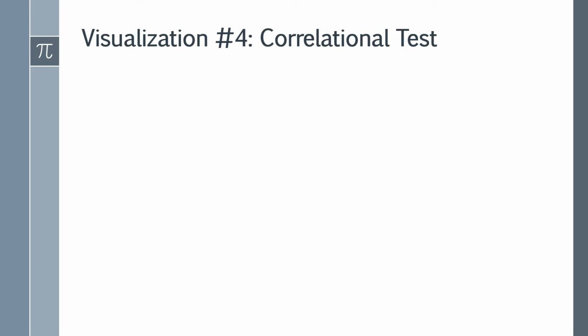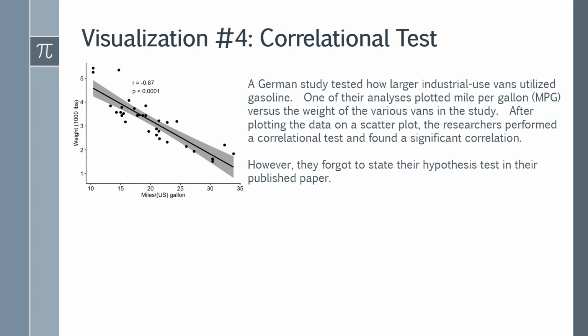Our final visualization is visualization number 4, correlational test. A German study tested how larger industrial use vans utilized gasoline. One of their analyses plotted miles per gallon versus the weight of the various vans in the study. After plotting the data on a scatter plot, the researchers performed a correlational test and found a significant correlation. However, they forgot to state their hypothesis test in their published paper.